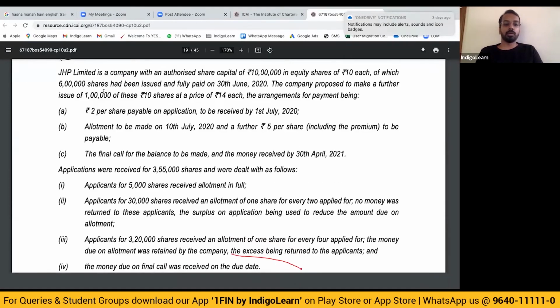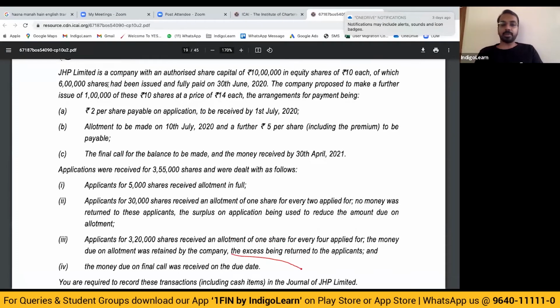Right now, JHP Limited is a company with an authorized share capital of rupees 10 lakhs. So this is the amount. Rupees 10 lakhs in equity shares of rupees 10 each, of which 6 lakhs shares had been issued and fully paid on 30th of June of 2020. So that is the past information, nothing to be done about that. The company proposed to make a further issue of 1 lakh of these 10 rupees shares at a price of 14, and the arrangements as below.